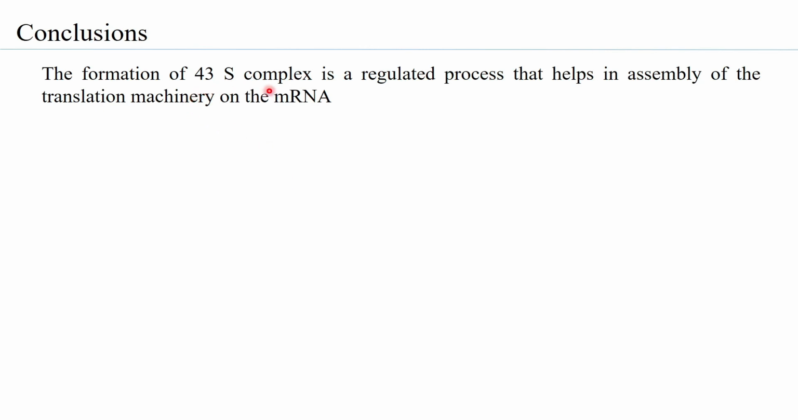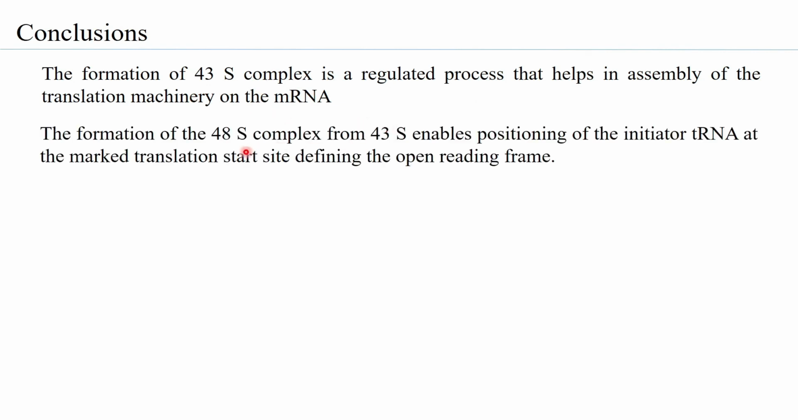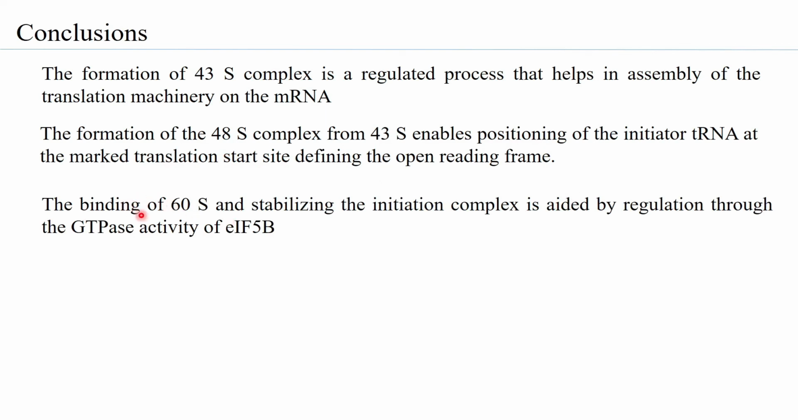So to make the conclusions, the formation of the 43S complex is a regulated process that helps in assembly of the translation machinery on the mRNA. The formation of the 48S complex from the 43S enables positioning of the initiator tRNA at the marked translation start site, defining the open reading frame. The binding of 60S and stabilizing the initiation complex is aided by regulation through GTPase activity of EIF5B.